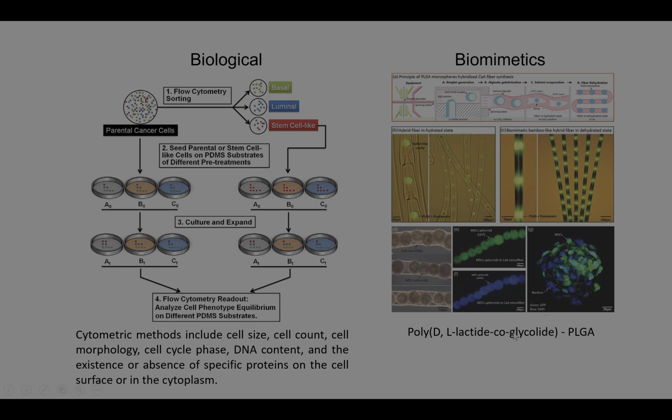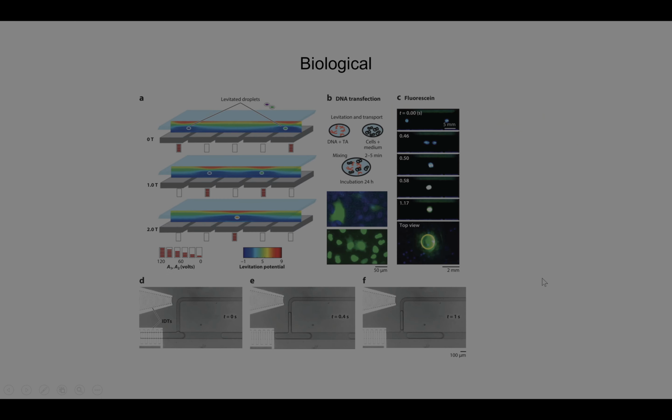Then another one is biomimetic, where the material is poly L-lactic glycolic acid, PLGA. Then another one is biological, where it is used for DNA transcription, and fluorescence will be used to sense the cell.